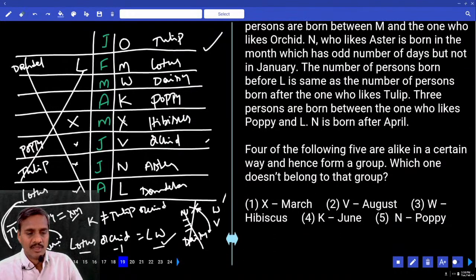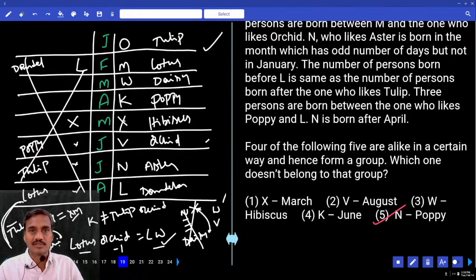X and March: X is 2 months after this March. V and August: V is 2 months before this August. W and hibiscus: hibiscus is 2 months after W. K and June: K is 2 months before. N and poppy: between N and poppy there are 2 months, which means poppy is 3 months before N. So what is your answer? Choice 5, question number 19.